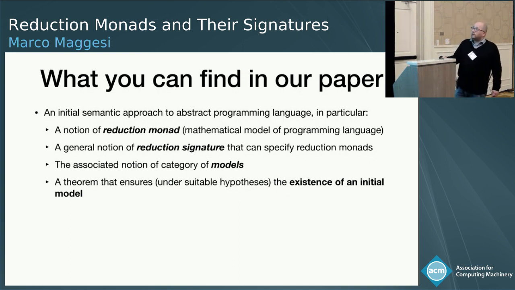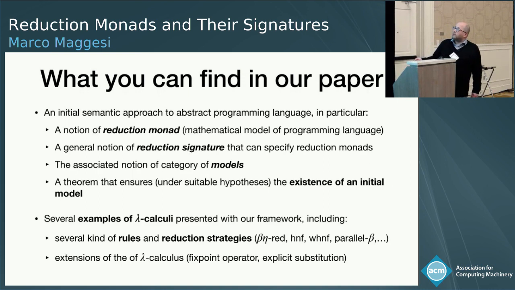And finally, we give a category of models, and you can think of models as the hardware where you can run your program, so the semantics of our programming language. And we have a theorem that gives, under suitable hypothesis, the existence of the initial element. So a theorem that says that the programming language actually exists with the given properties.